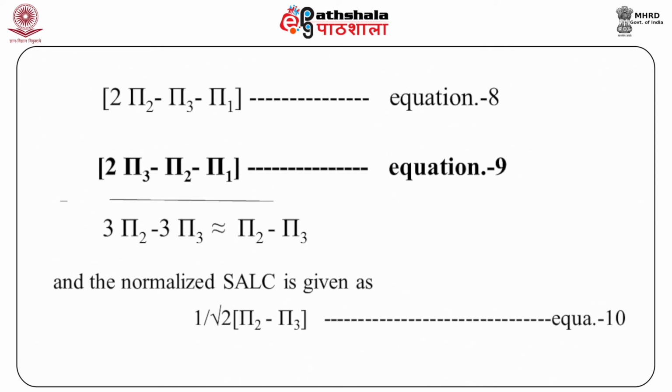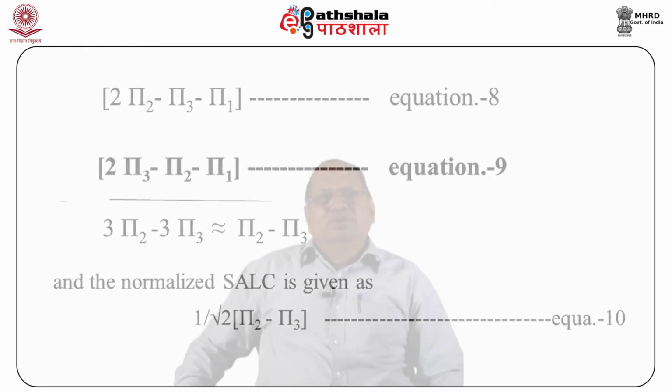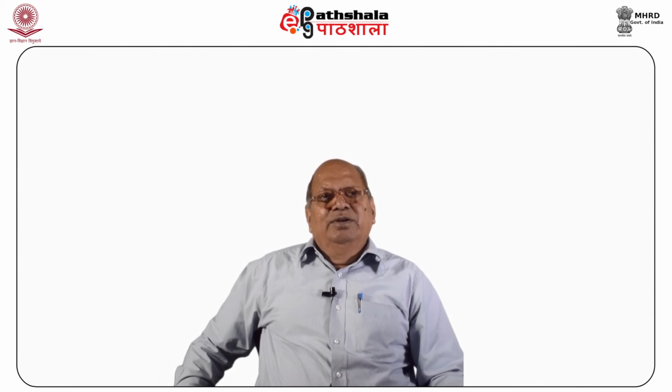That is, we are getting these three normalized SALCs by using the three π orbitals on the cyclopropenyl cation. And similarly, we can make use of other orbital functions as the basis for finding symmetry adapted linear combinations of molecules. So, in this module, what have we learned?